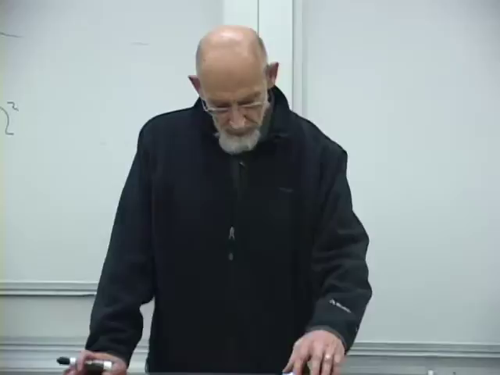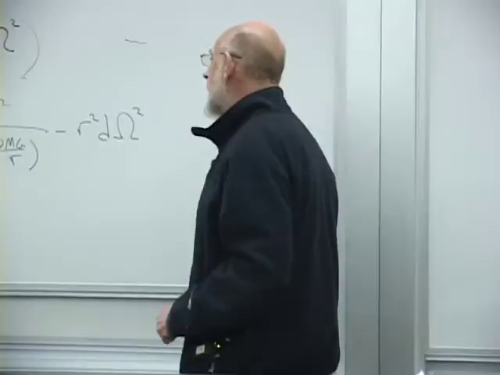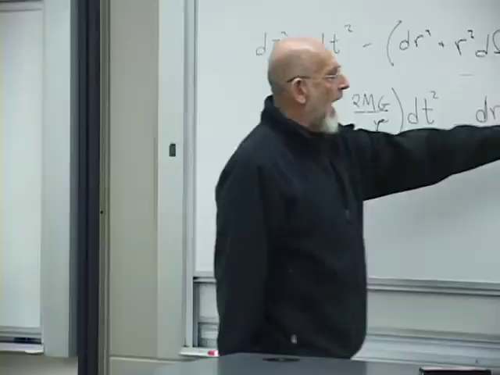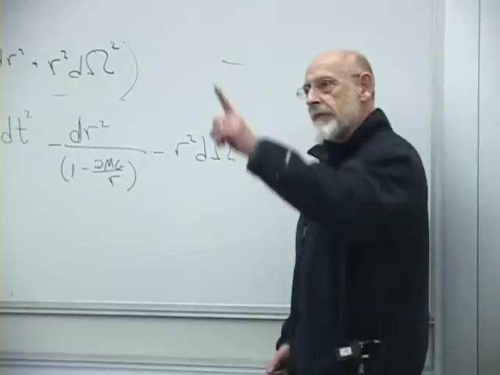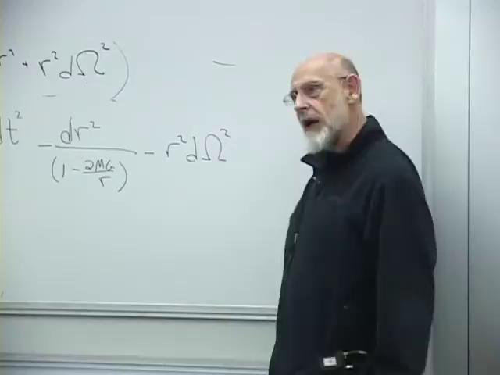OK, let's talk about light rays now. Let's talk about a light ray moving radially outward at some angle on the sphere. In other words, along the north pole of the sphere, or the east pole, or the south pole, some direction on the sphere. The light ray is moving radially outward. That means along the light ray, there is no change of the angles. As I shoot the light ray out, the angle it's moving in is constant. And so along the light ray, d omega squared is 0.